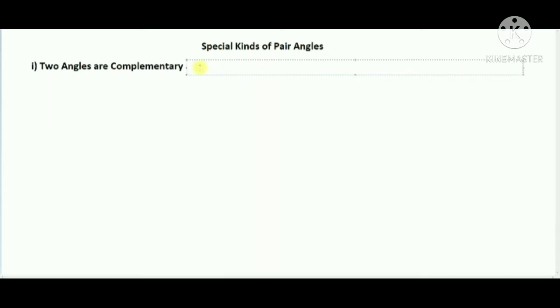So here, two angles are complementary if the sum of the two angles is 90 degrees. So let's see first, if the sum of their measure is 90 degrees, that means the sum of the two angles is 90 degrees, then these angles are called complementary. Okay, pairs of complementary angles.